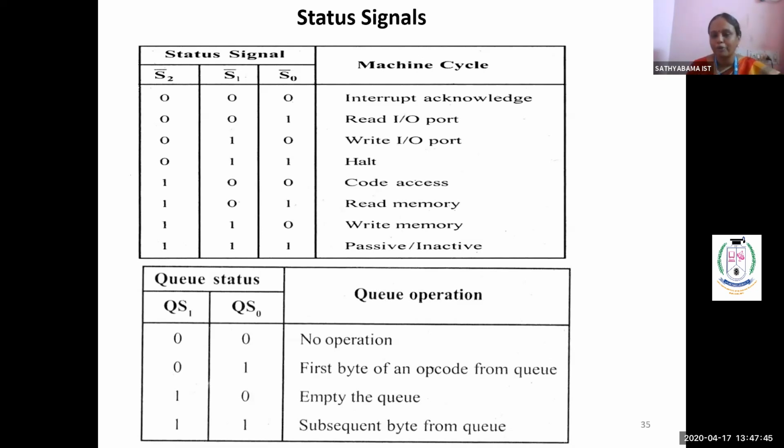So two inputs are there, giving 4 possible combinations. Depending upon the instruction format, it takes the first byte of an opcode from the queue, empties the queue, or takes a subsequent byte from the queue. It's a queue structure. How are we forming the queue? It is 6 levels of queue: 1, 2, 3, 4, 5, 6. Depending upon that, it will respond to the queue operation.